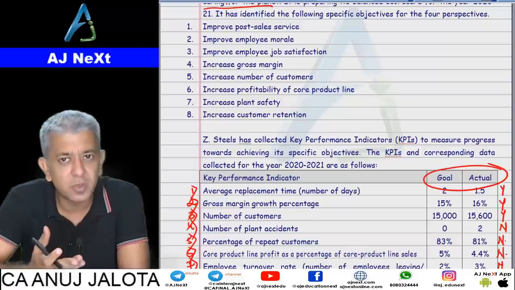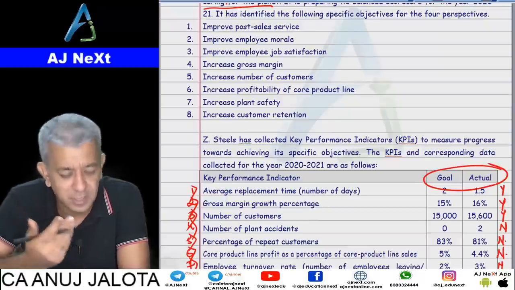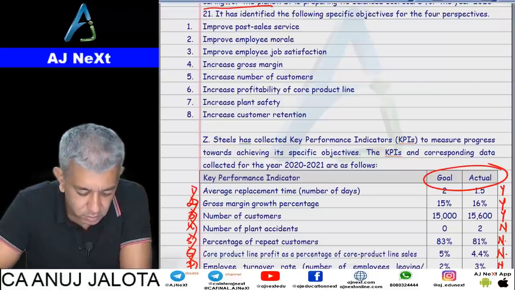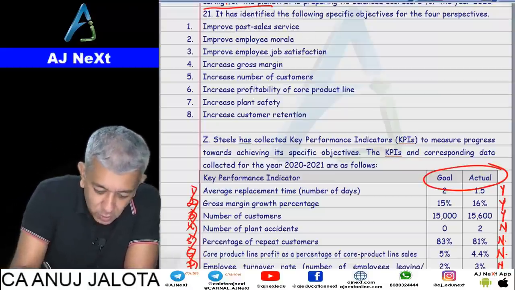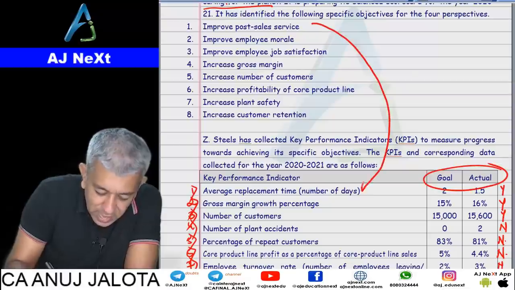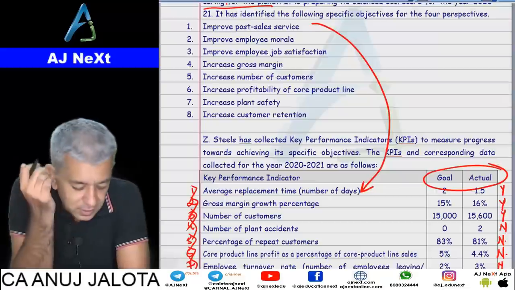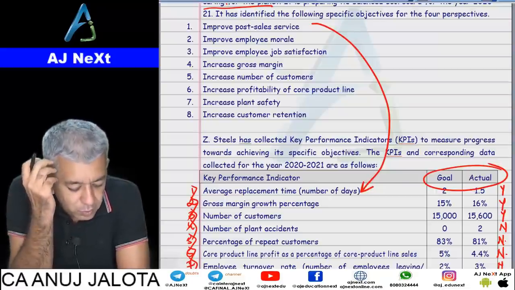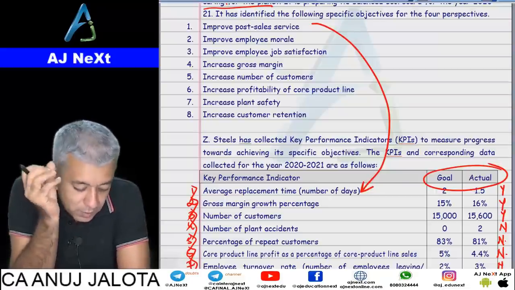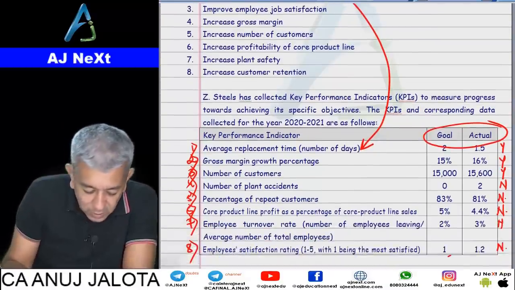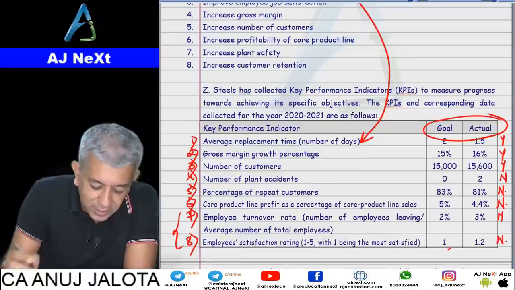मैं एरो से बता दूं, ओके, दैट विल बी बेटर, उसके बाद क्लासीफाई कर लेंगे. इंप्रूव पोस्ट सेल सर्विस, आई थिंक वो वाला चीज अपने को ऐसा मेजर होएगा, एवरेज रिप्लेसमेंट टाइम नंबर ऑफ डेज, क्योंकि वो सेल्स के बाद की बात है. इम्प्रूव एम्प्लॉय मोरल, वो मेरे को नहीं मालूम, मैं देख लेता हूँ. इम्प्रूव जॉब सेटिस्फैक्शन, वो भी मेरे को नहीं मालूम, लेकिन मेरे को ये दोनों का एक चीज मालूम है, 7 और 8 के अंदर से ही होएगा बेटा.